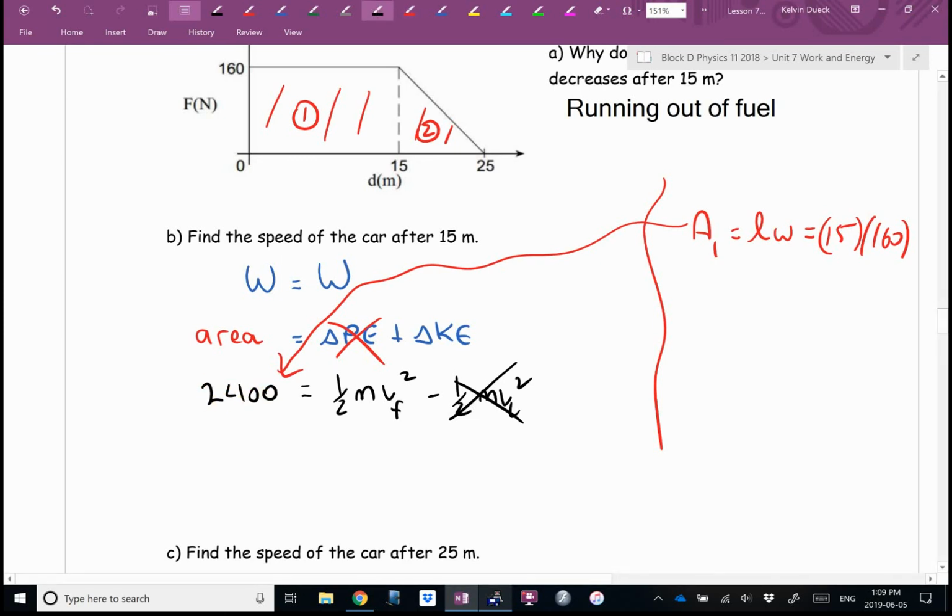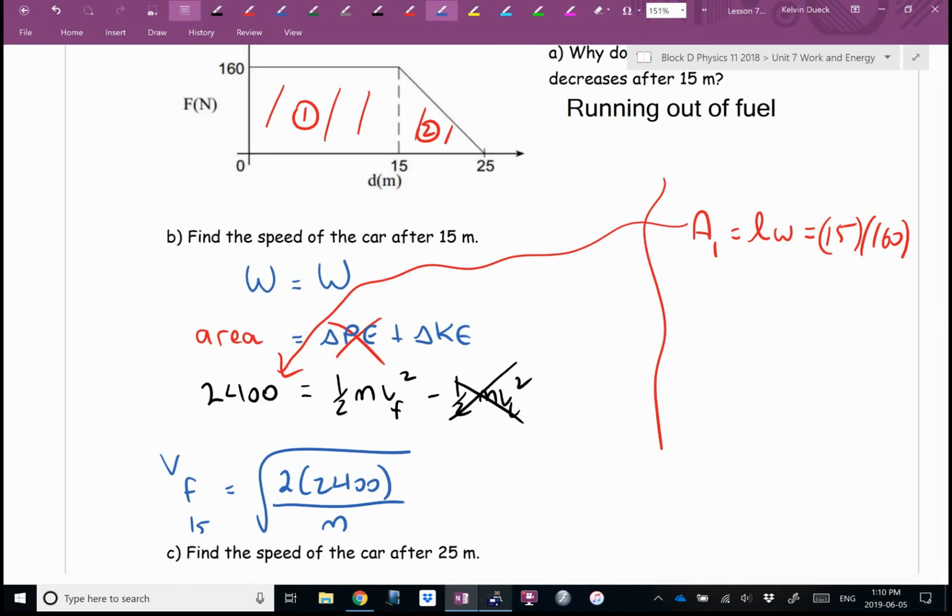How will I get the V by itself? Divide by m, and either divide by 0.5 or times by 2, and then, Sam? Yeah, thank you. It's squared. So if I hear you correctly, you're telling me V final after 15 meters is going to be 2 times 2,400 divided by the mass, square root. I gave you the mass, did I not? Up there somewhere? I did?